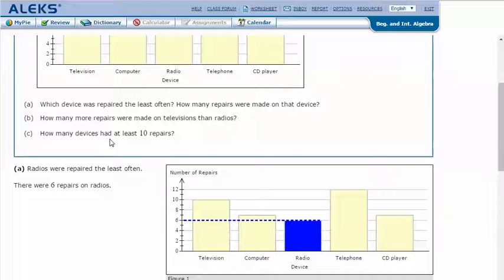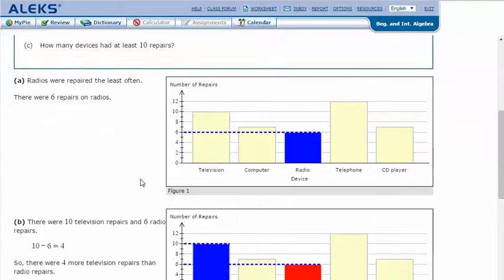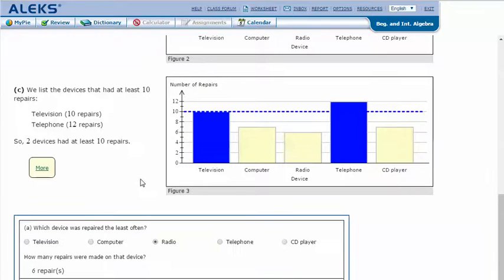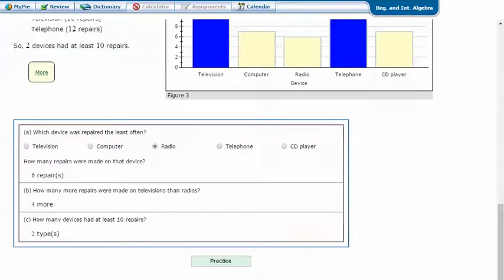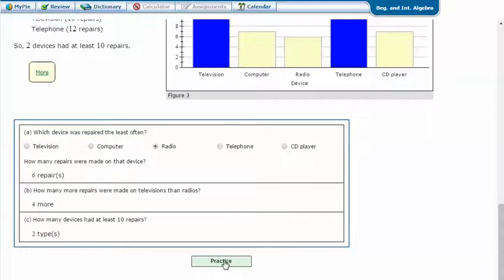And how many devices had at least 10 repairs? So that's going to be 10 or more. And so when we look across at the 10, the ones that are at 10 or taller are television and telephone. So 2 devices had at least 10 repairs. Let's try another one.